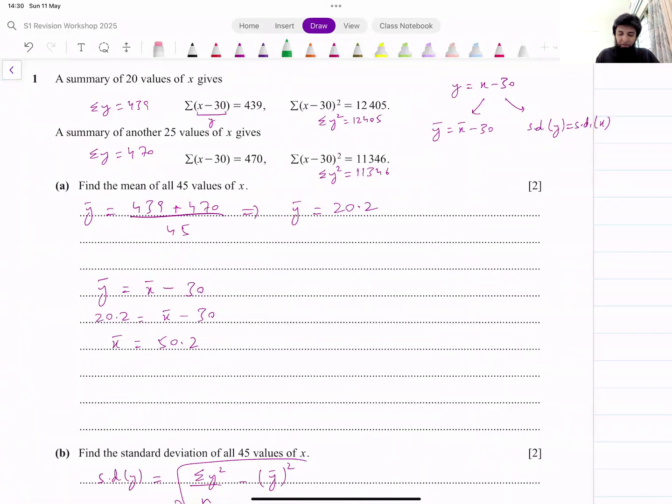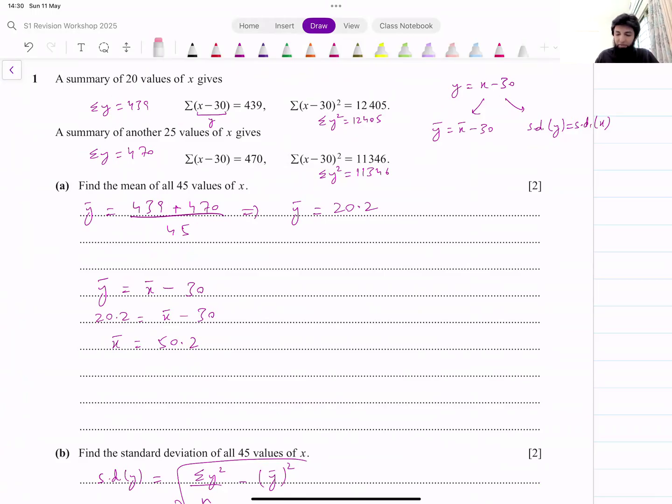Summary of 20 values is given. Sigma x minus 30 is this, sigma x minus 30 whole squared is this. Again, this is coded data, linear transformation. A summary of another 25 values of x gives this and this. So you've got two sets of values. One has 20 values and the other has 25 values. We need to find the mean of all 45 values of x. How do you think about it?